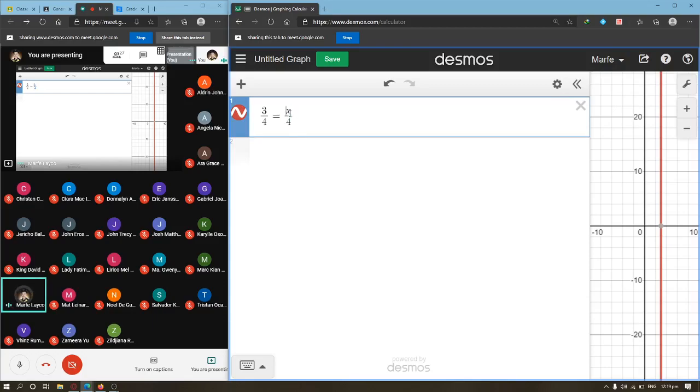Kung titingnan pa rin natin dito, without really solving, alam natin na dapat 3 yung lalabas dito. Kasi 3 over 4 is equal to 3 over 4. Pero paano natin gagawa ng solution yon? So, first part, ang ginagawa natin dito ay cross multiplication. Okay?